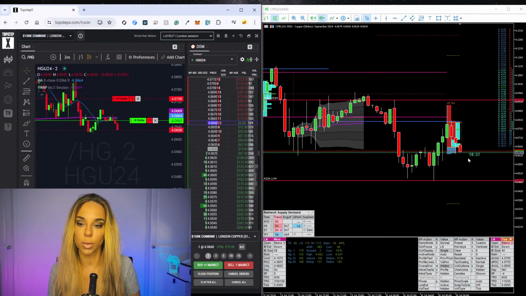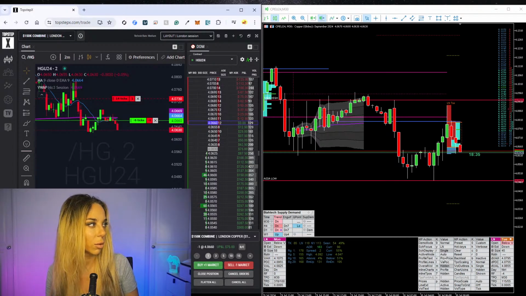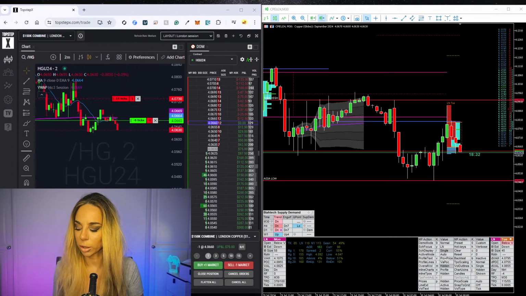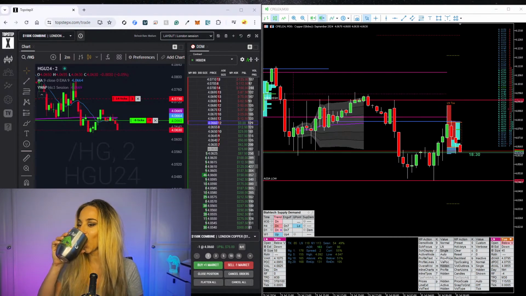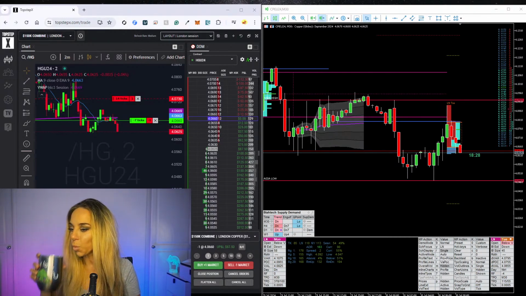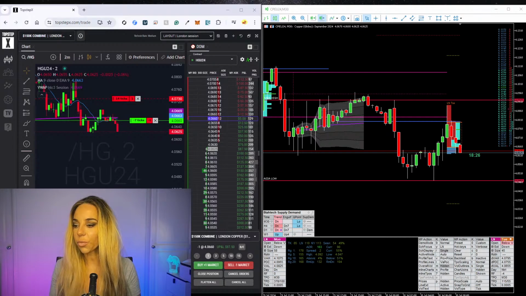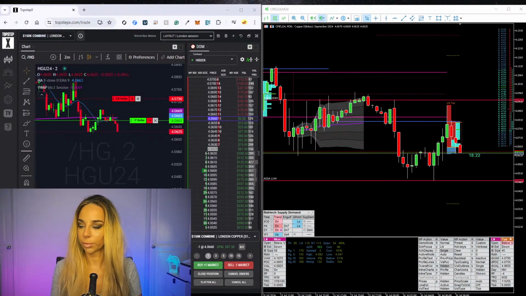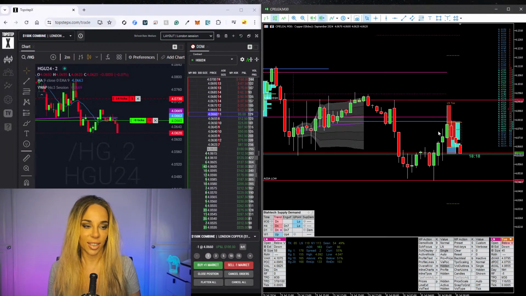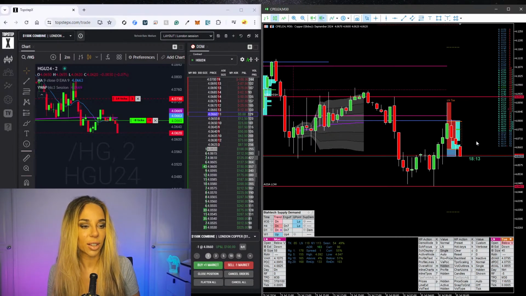Right, we're getting a bit of movement now in copper. They've woken up, they've had some coffee, and I'm going to do the same. Lido says, sleep is for the weak. Yeah, I would argue against that. I need my sleep.